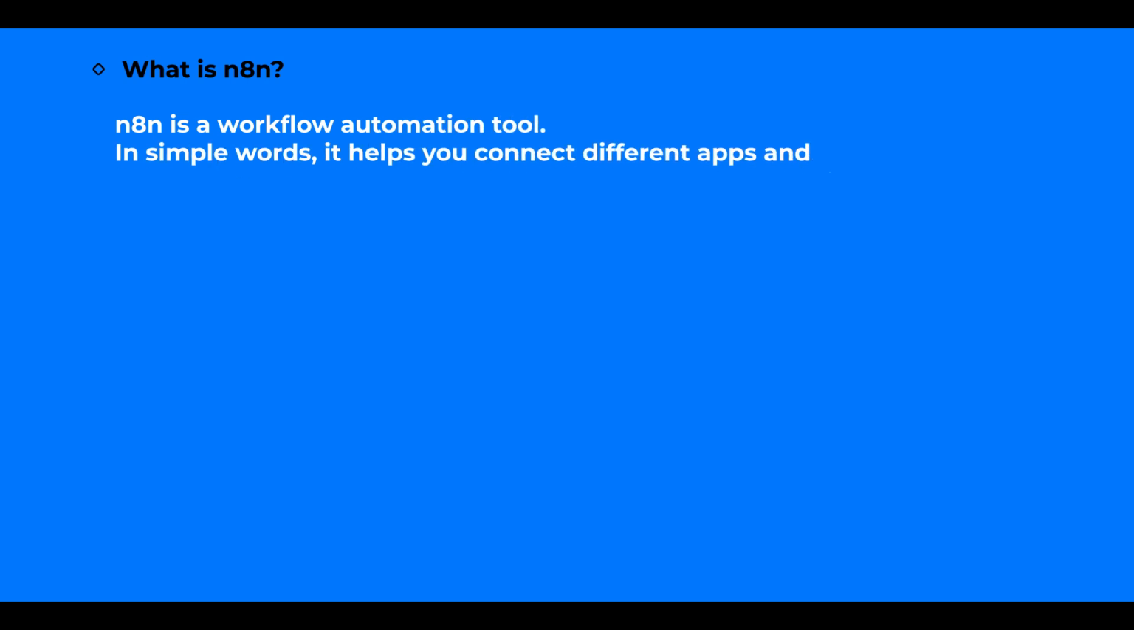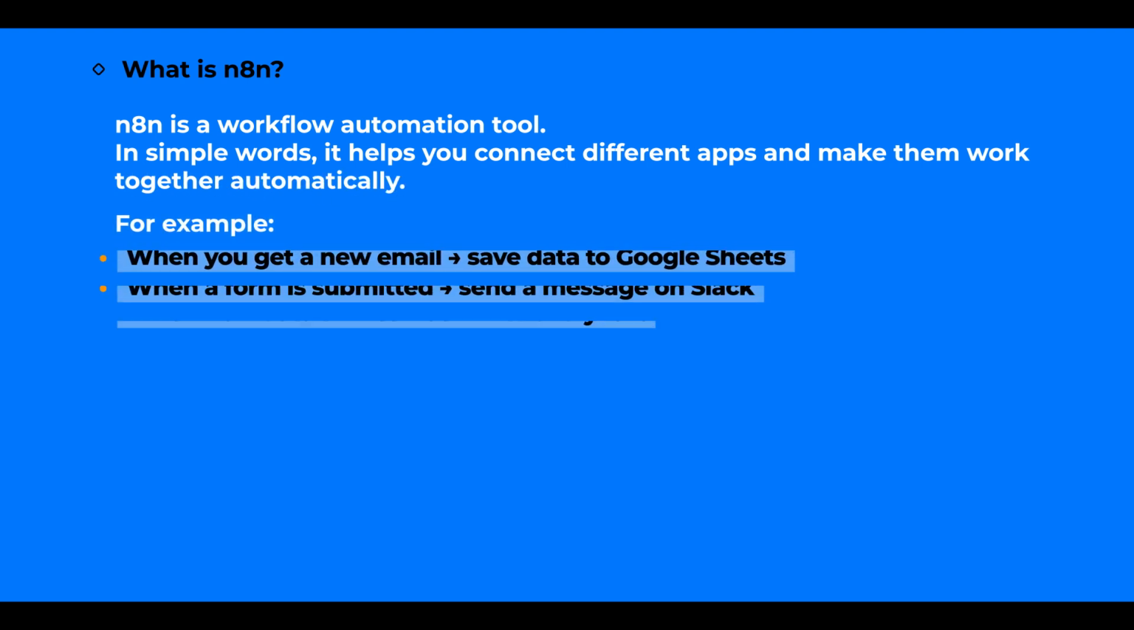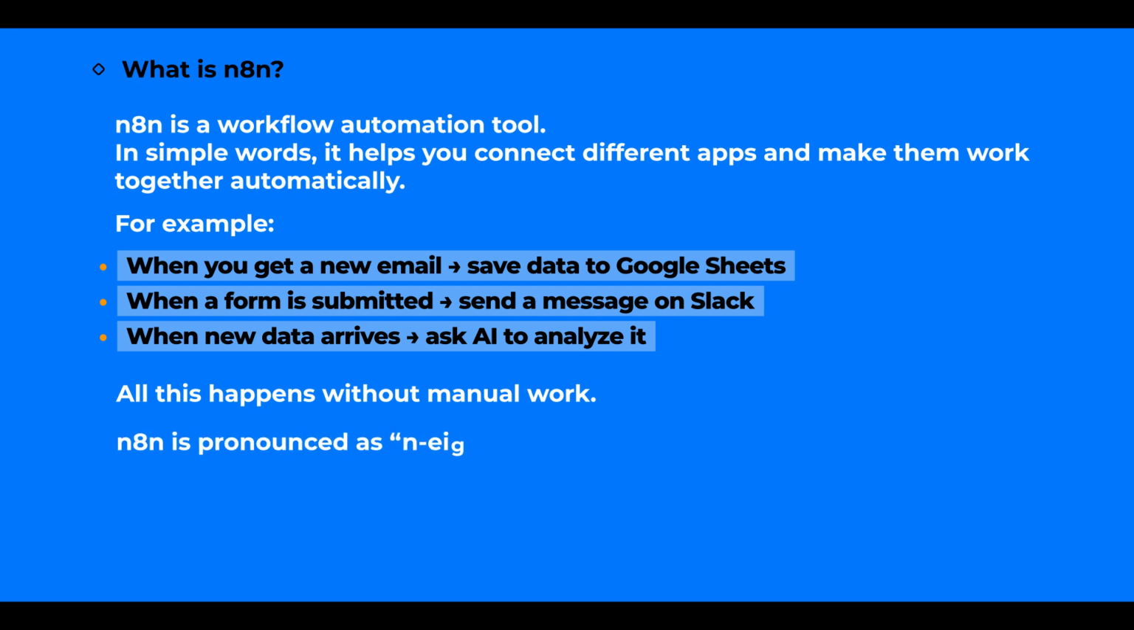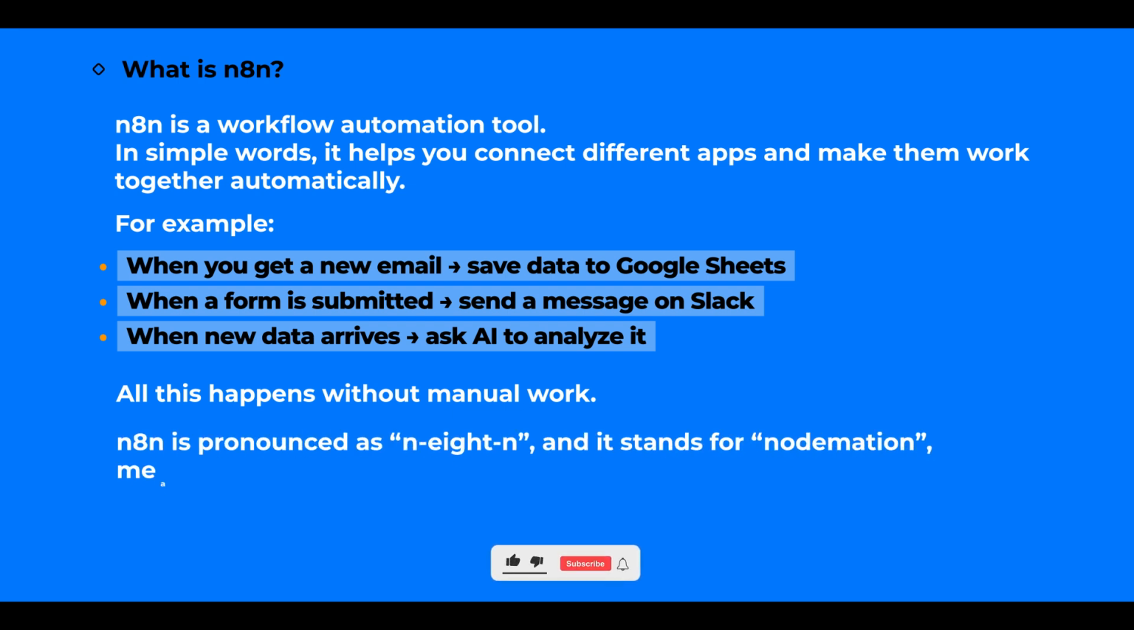What is n8n? n8n is a workflow automation tool. In simple words, it helps you connect different apps and make them work together automatically. For example, when you get a new email, it saves data to Google Sheets. When a form is submitted, it sends a message on Slack. When new data arrives, it asks AI to analyze it. All this happens without manual work. n8n is pronounced as n-eight-n, and it stands for Nodemation, meaning automation using nodes.